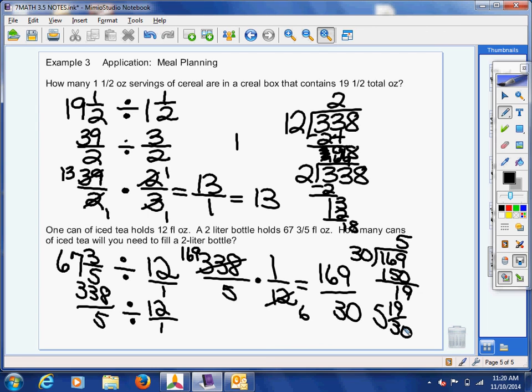5. Well, should I leave it at 5 or bump it up to 6? 6. Yeah, 6 will safely fill it up. With 5, it'll almost be filled, but not quite. So I will need 6 cans. I won't use all 6. I'll use 5 and a portion of another one. But I'll need 6 to fill it up.